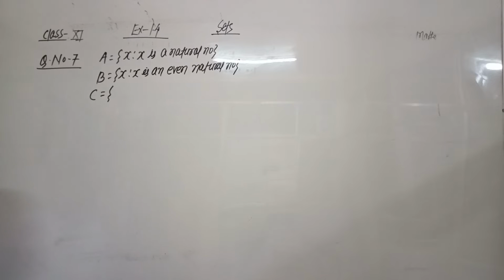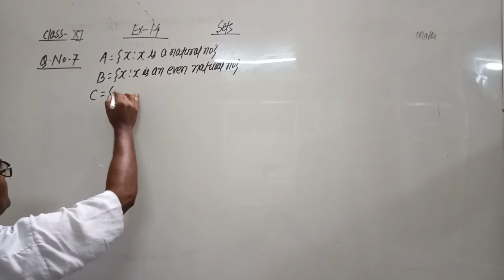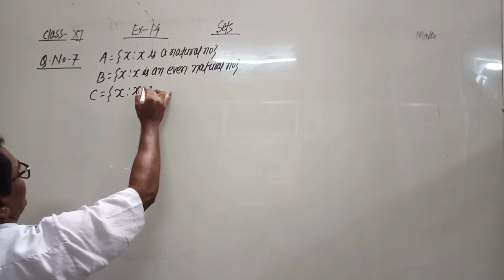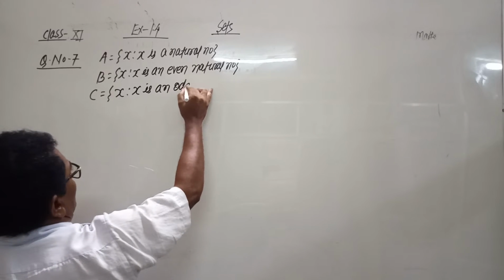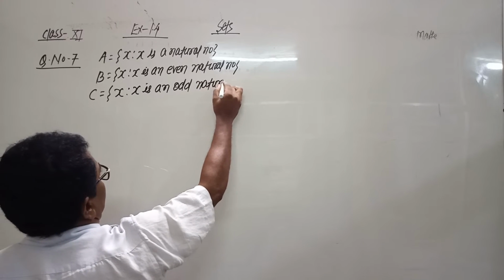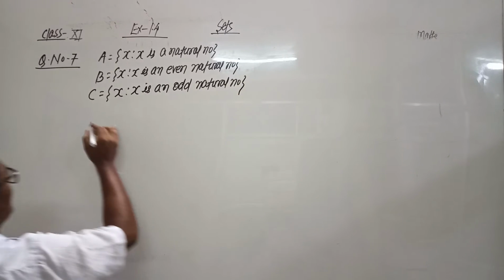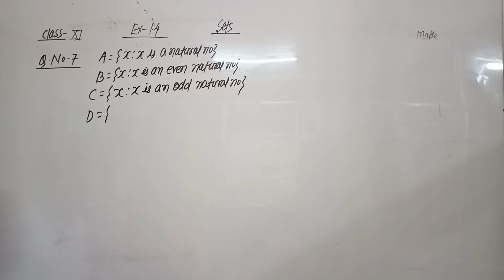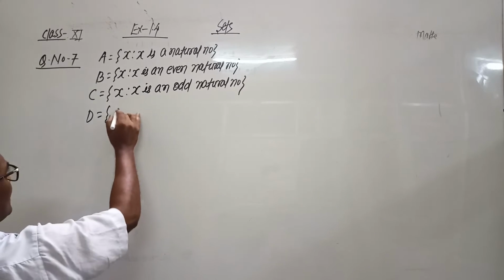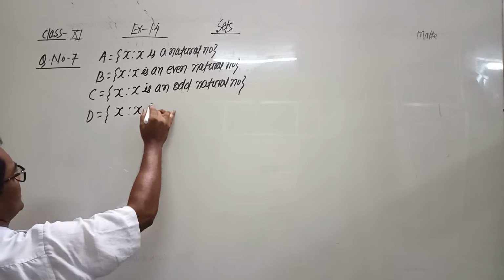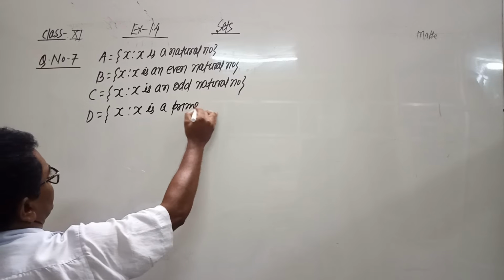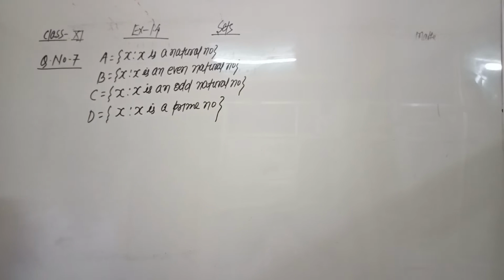Set C equals x such that x is an odd natural number. Set D equals x such that x is a prime number. So firstly we will write all the sets in roster form.